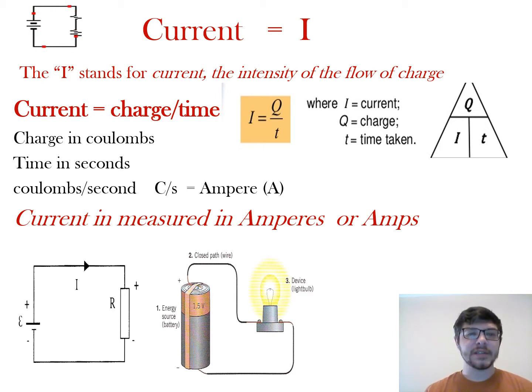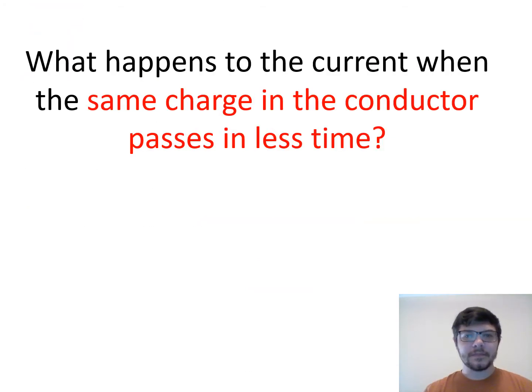And current is measured in amperes or amps. So a lot of times you'll see an A. You might see that on the back of something, an electronic device you use that you plug in, possibly. So coulombs per second is amps. So I equals Q over T. All right. So then what happens to the current when the same charge in the conductor passes in less time?